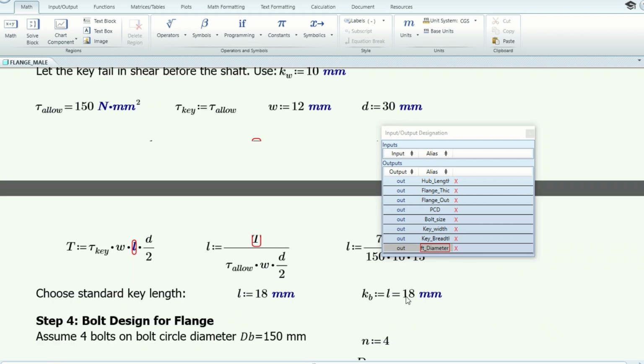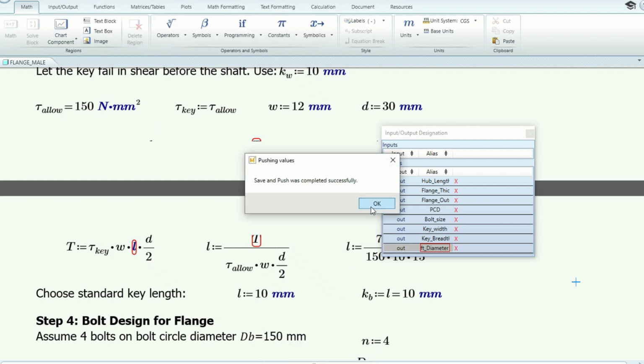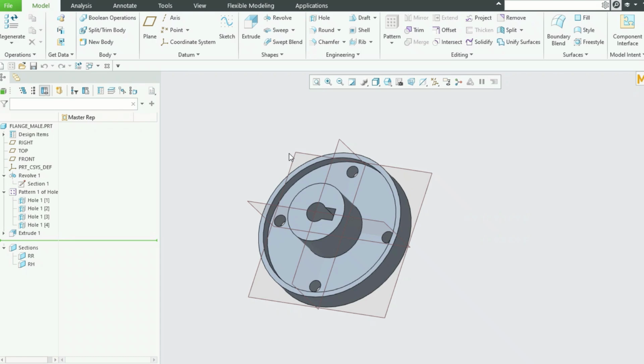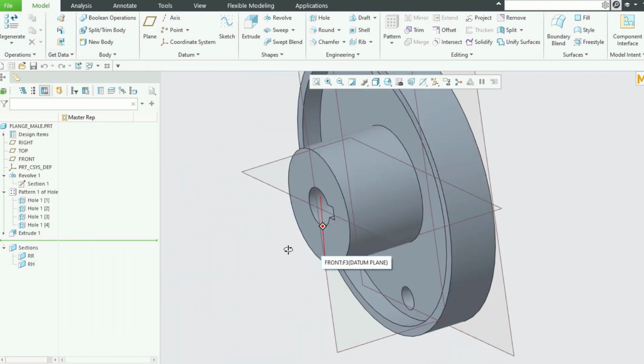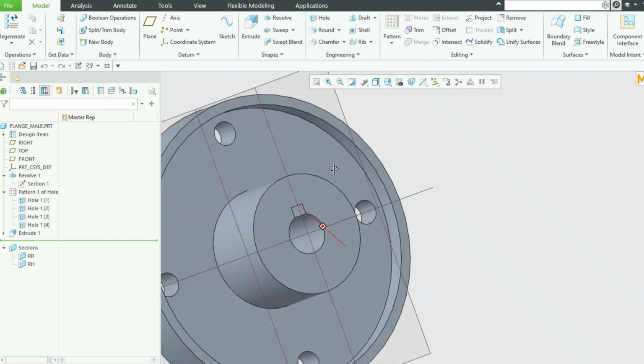And choose 10 mm by 10 mm square. Otherwise, it will disturb steps. And save and push it. Okay, go back there. Regenerate it. Yes, it's square. Now it looks nice, right?